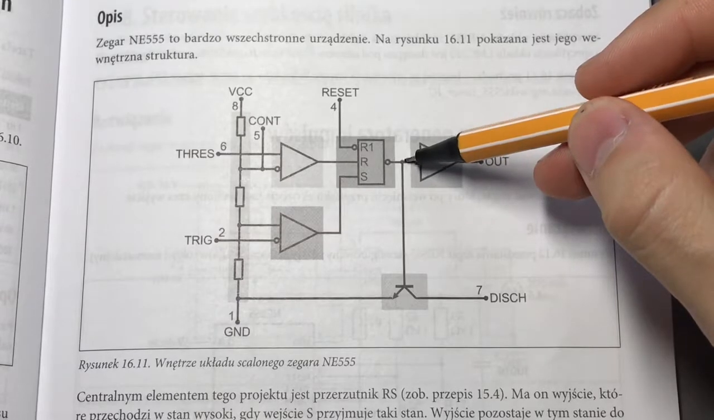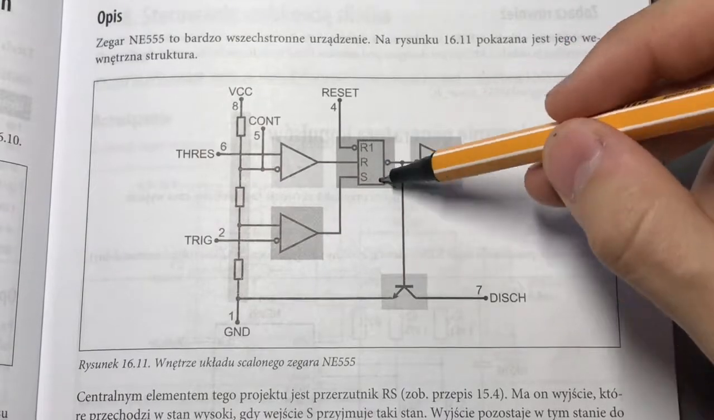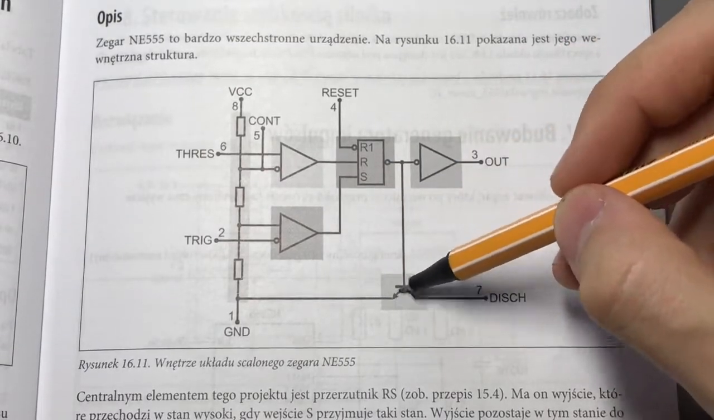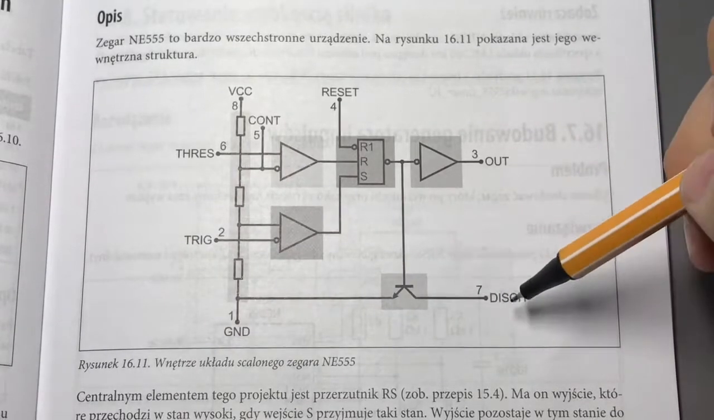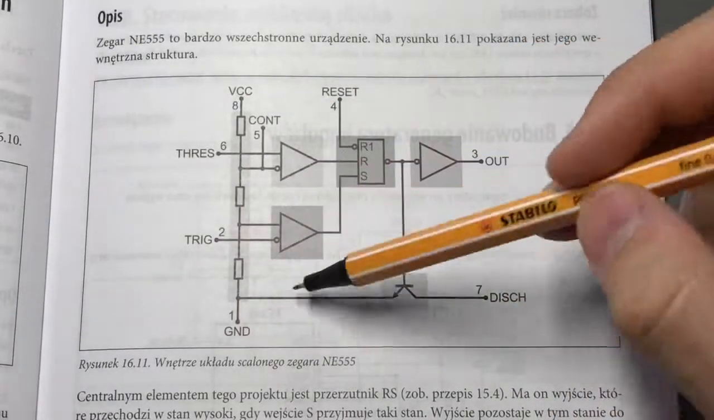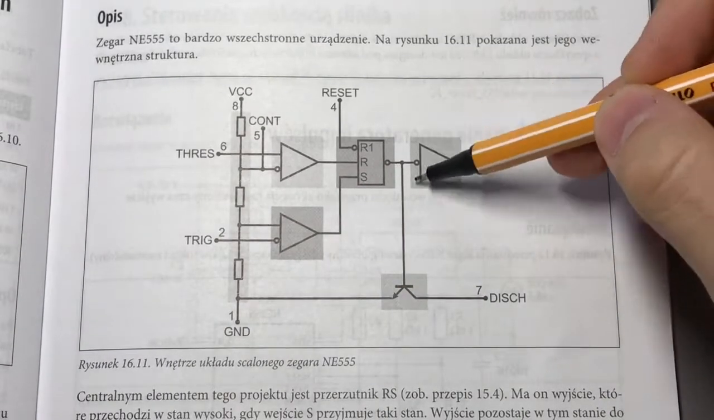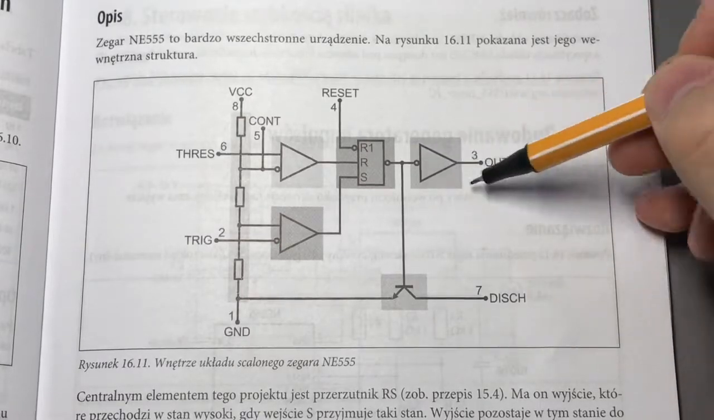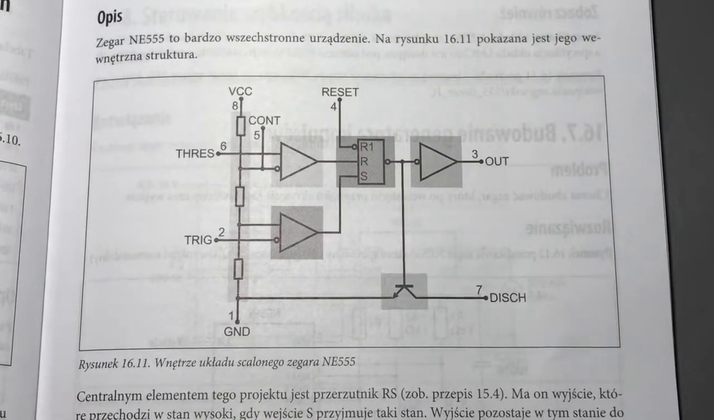The output is connected to the discharge, so when there is a signal on the output of the flip-flop, it opens the NPN transistor, so the current can flow from the collector to the emitter, and then the capacitor is discharging to the ground. On the output we have a little inverter which inverts the signal, and then we have our output. Pretty simple, I think. So let's get to the circuits that we can build with this thing.